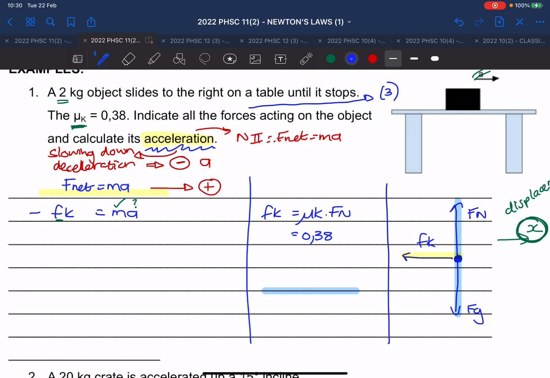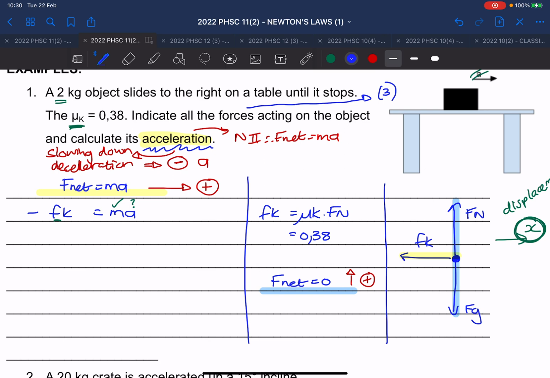My blue forces, is the object moving up or down? The object is sliding to the right. It's not going up or down at all. So it's the first law, F net is equal to 0. You can choose up or down to be positive. It doesn't matter.